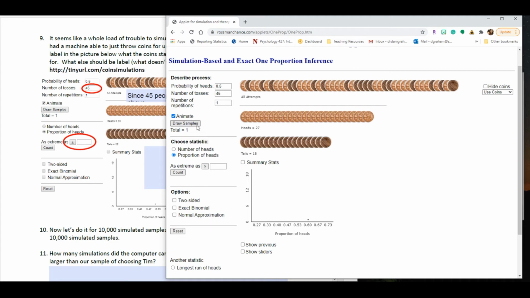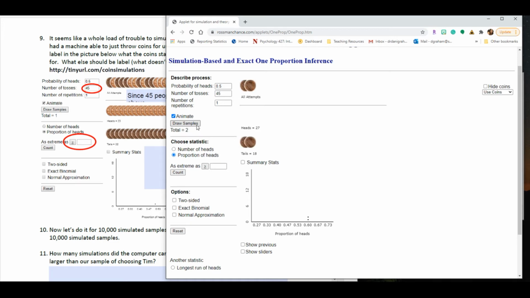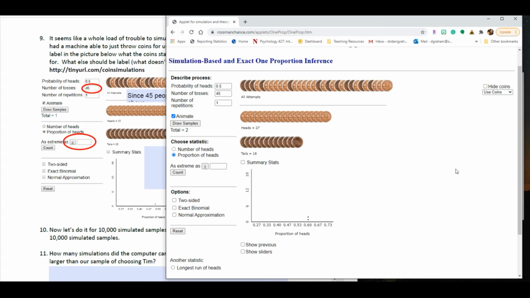If we were to do it again, right, I'm not going to reset it. I'm just going to do it again. Okay, then this means I'm flipping 45 coins again. And let's see what happens. Oh my goodness, it's coming out exactly the same. This is what I love about random stuff. It surprises you. Random stuff doesn't look random a lot of the time.